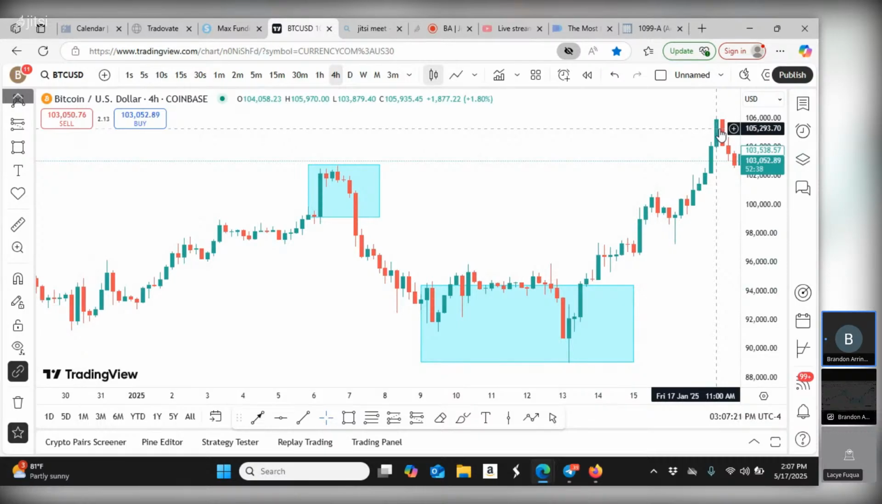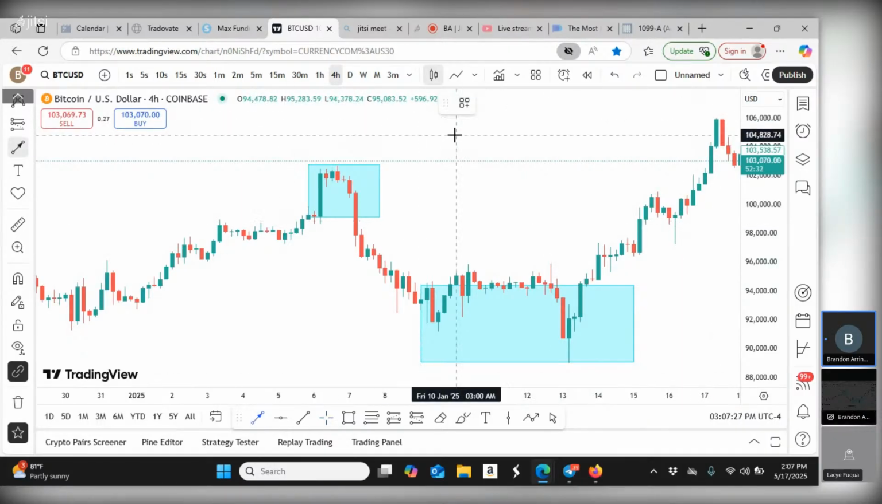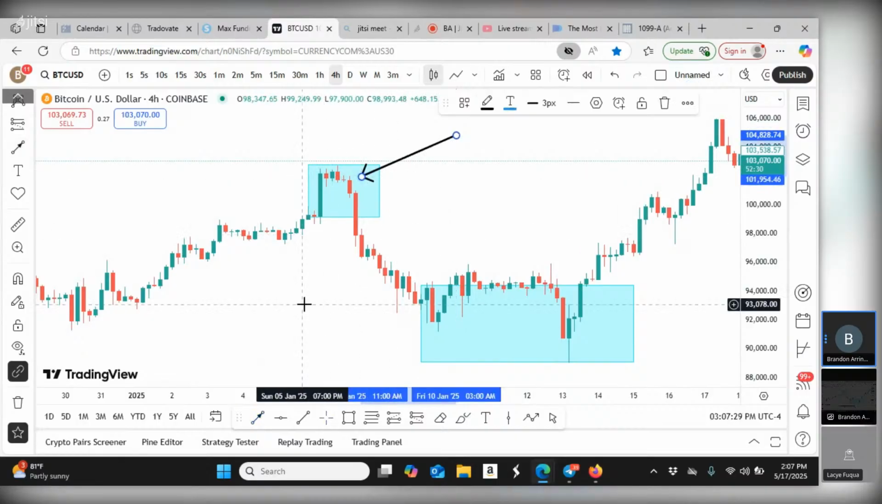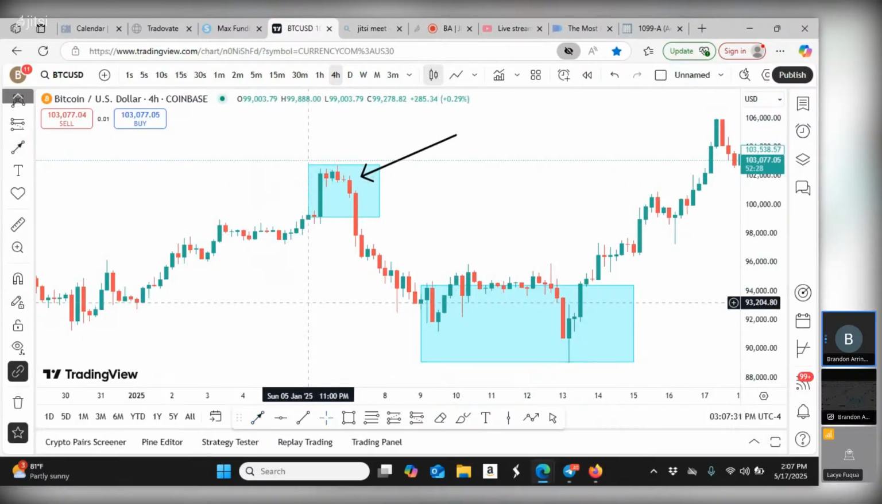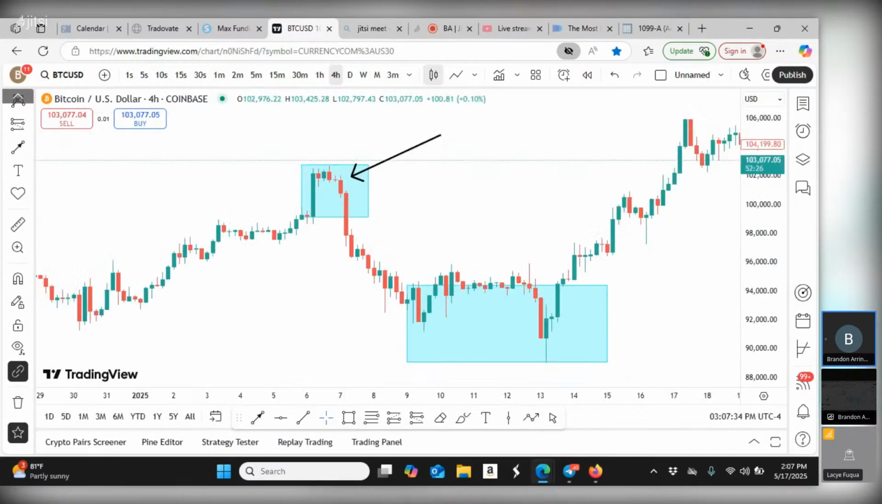I do. So it's like saying when price is in a premium, you want to look for a sell setup on a smaller time frame in this area.